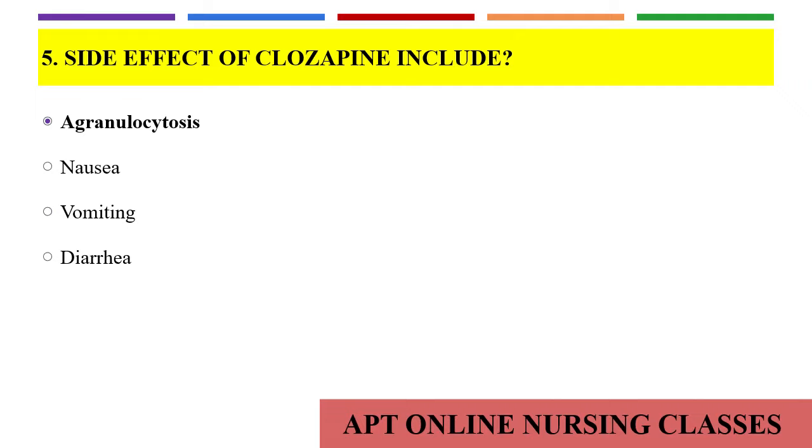Basically agranulocytosis के time में क्या होता है, the patient will be having fever, chills, weakness, sore throat, sore in the mouth or throat, bleeding gums, bone pain, low blood pressure, fast heartbeat, and trouble breathing. Yes, so these are all the side effects of agranulocytosis, and agranulocytosis is the side effect of clozapine drug.